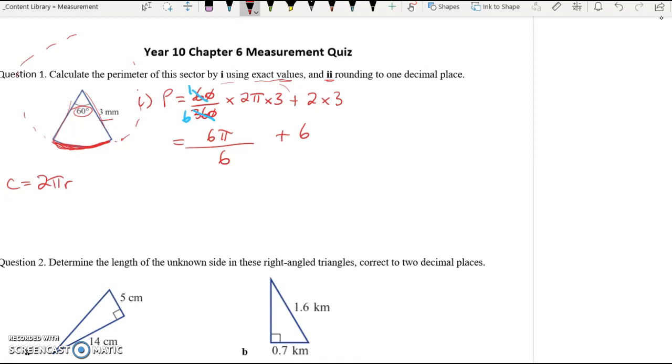Now 6 pi over 6, well, those 6s can cancel as well. 6 over 6 is 1. So really, in exact form, this will be pi plus 6. Now, that's our answer for part 1 using exact values.